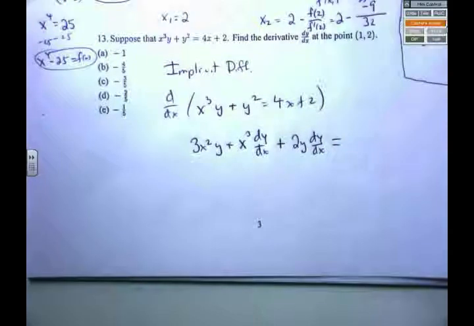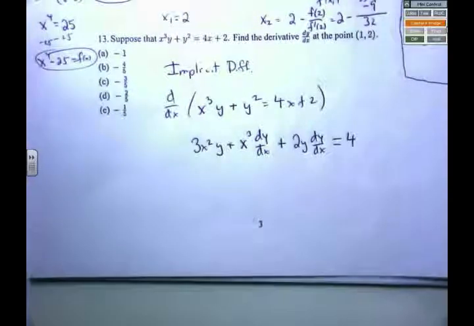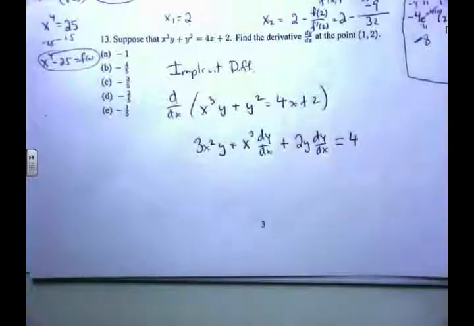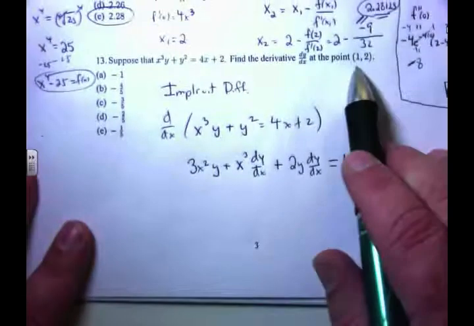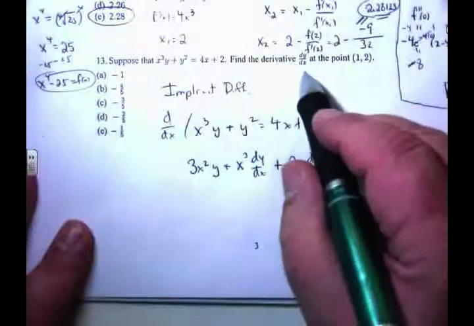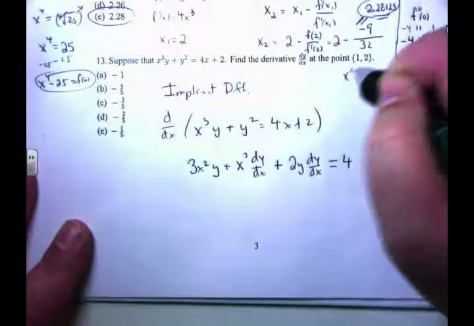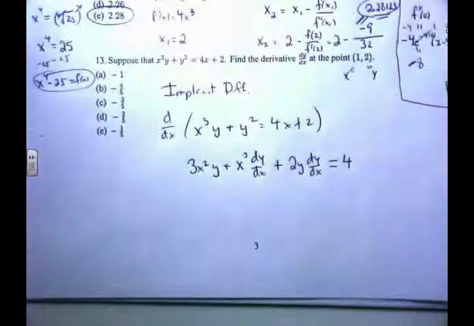Equals, what is the derivative of 4x? 4. And what's derivative of plus 2? 0. Now, it's up to you. There's two ways to do this problem. I can actually solve for dy/dx and then plug in my point. But if you want to save some time, you can go ahead and remember, you're supposed to find dy/dx when x equals 1 and y equals 2.